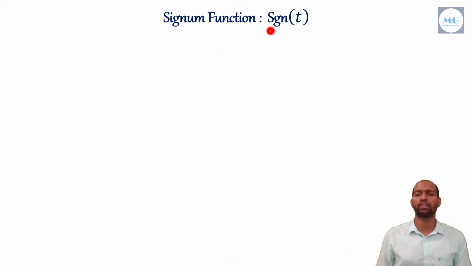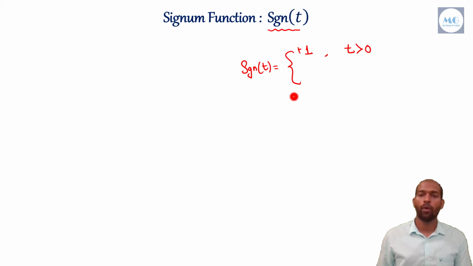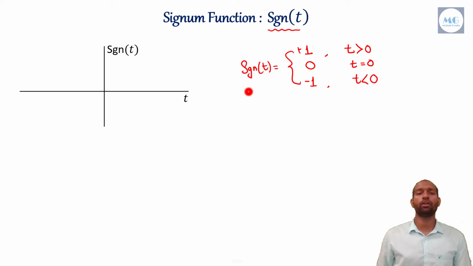Signum function can be represented by sgn(t). Its value is +1 for t greater than 0, while its value is -1 for t less than 0, and its value is 0 for t equal to 0. So it can be drawn like this. This is the signum function.